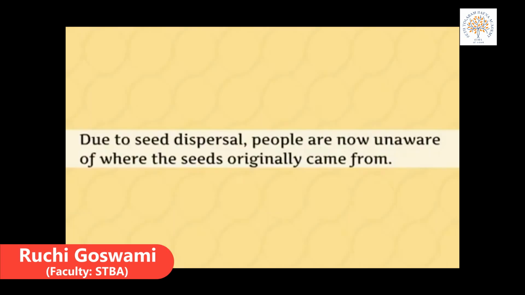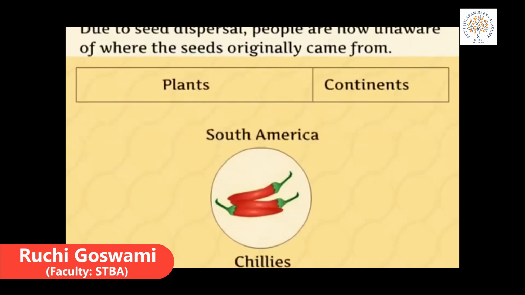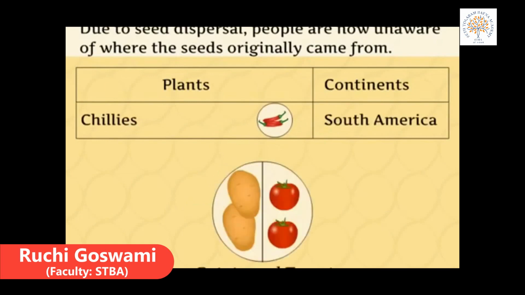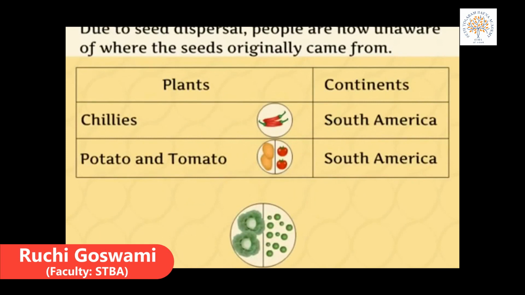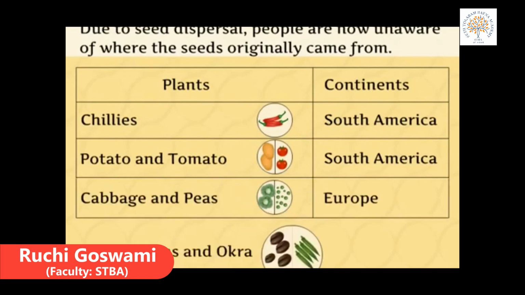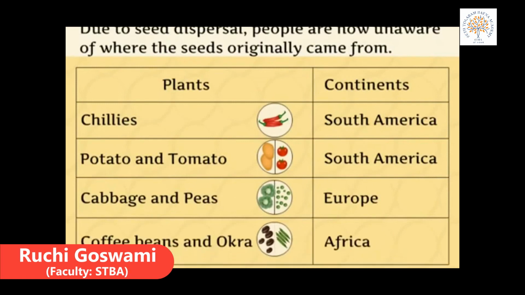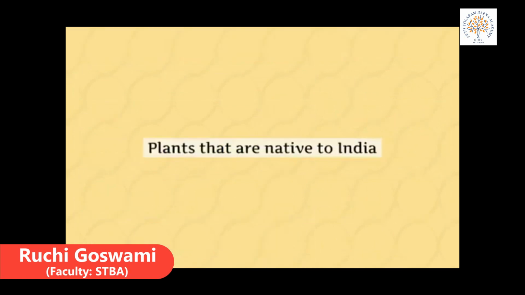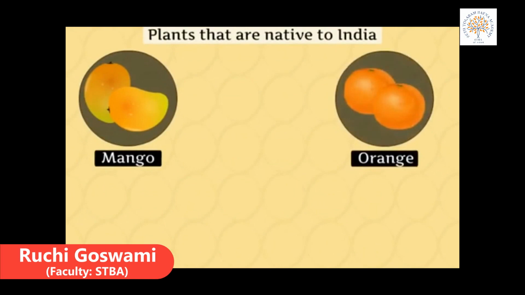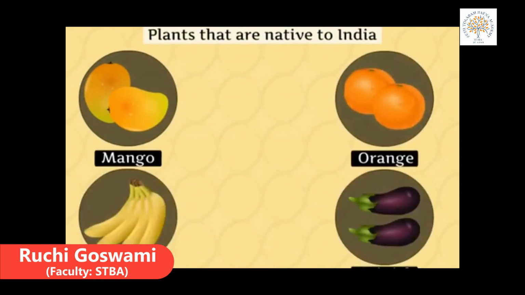Due to seed dispersal, people are now unaware of where the seeds originally came from. Traders from South America brought chilies to our country. Tomato and potato also came to us from South America. Cabbage and peas came from Europe, whereas coffee beans and okra came from Africa. However, there are also plants that are native to India like mango, orange, banana, brinjal, etc.